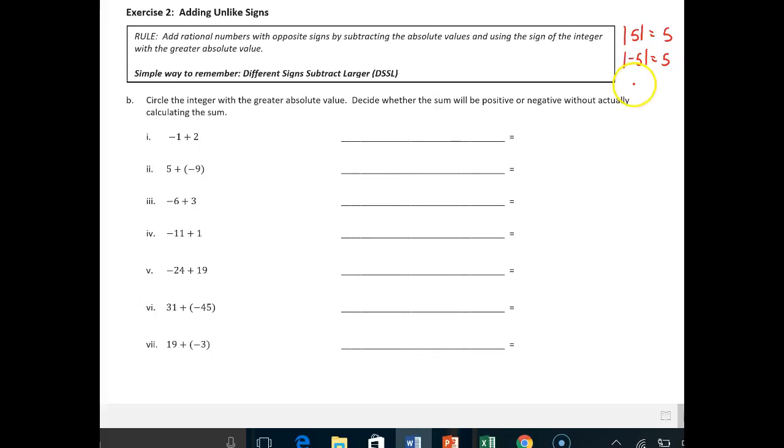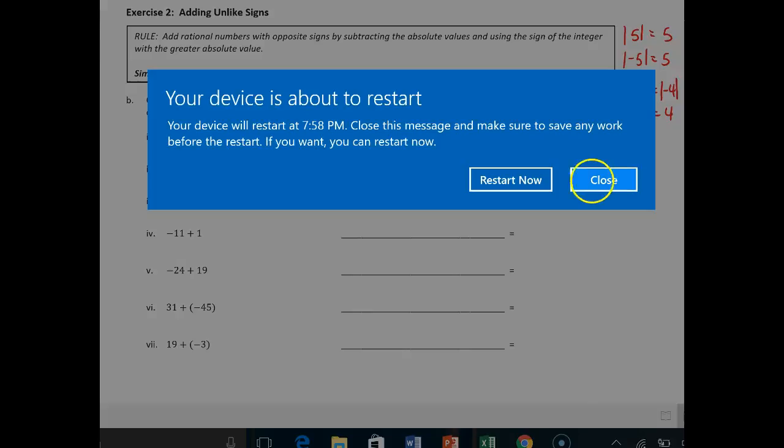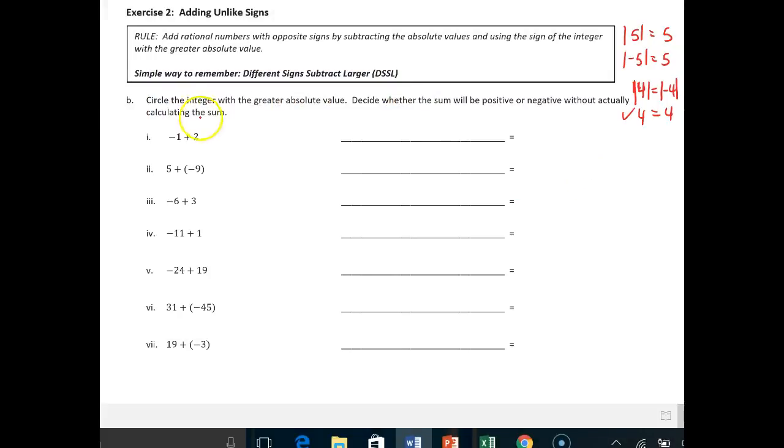The absolute value of 4 is equal to the absolute value of -4. Why does that make sense? Well, what's the absolute value of 4? 4. What's the absolute value of -4? 4. 4 equals 4. That's a true statement. Okay? So, circle the integer with the greater absolute value. Just imagine you were using chips, right? Positive and negative signs. You're going to circle the one where there's more of them, okay?